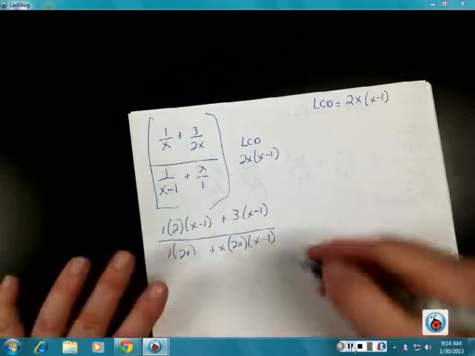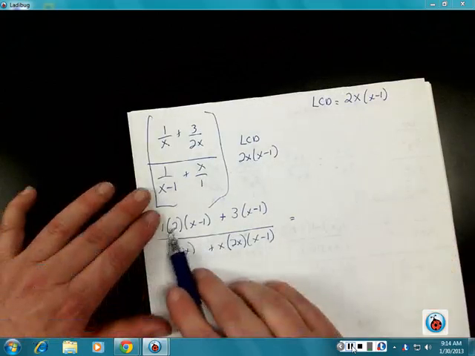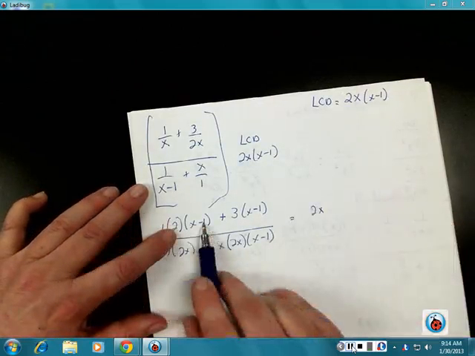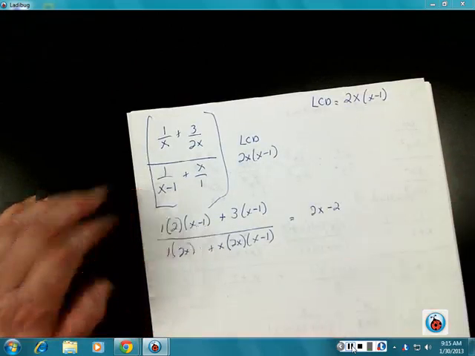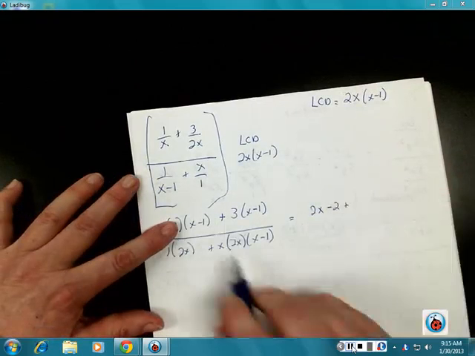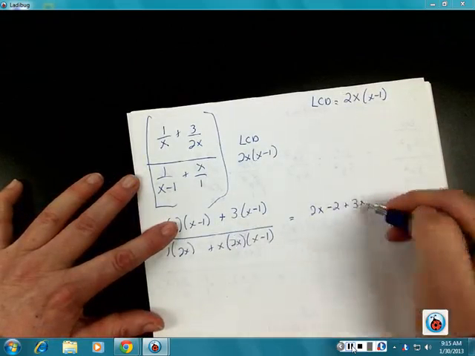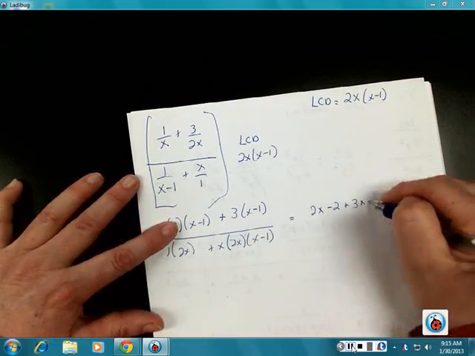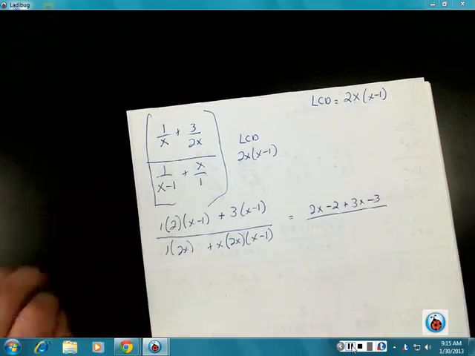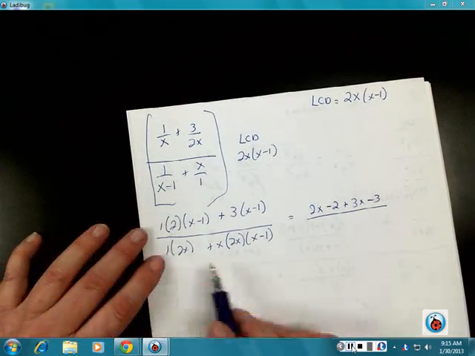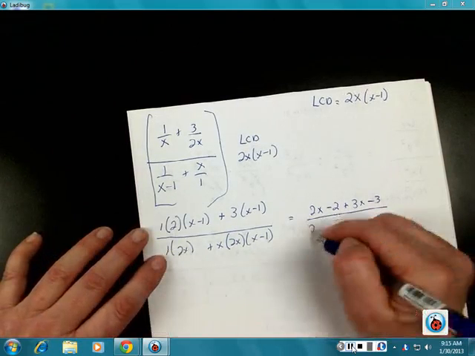Okay, now all I got to do is do my distribution. 1 times 2 is 2. 2 times x is 2x. 2 times the negative 1 is a negative 2. So far so good? Okay. Distribute the 3. 3 times x is 3x. 3 times the negative 1 is a negative 3. And then what? So now in the bottom, I get 2x.